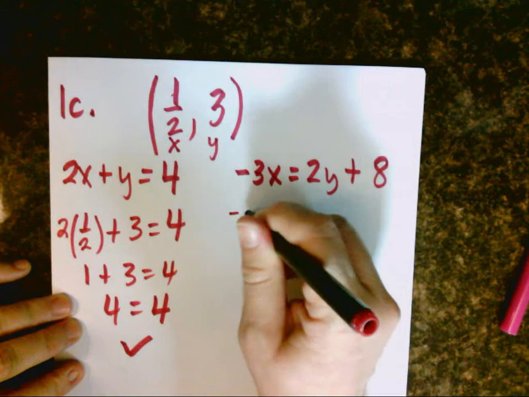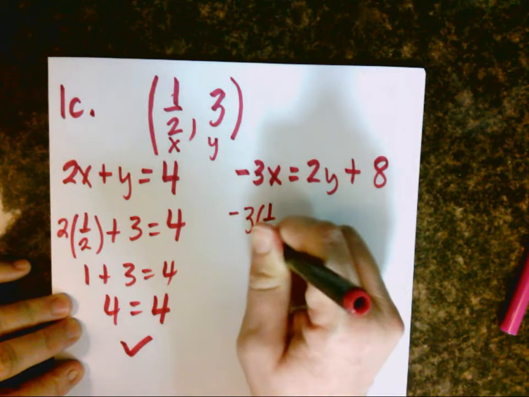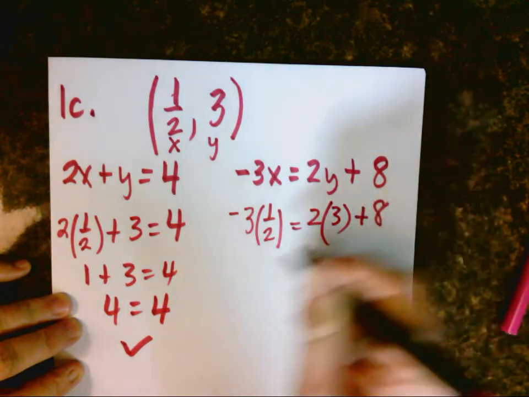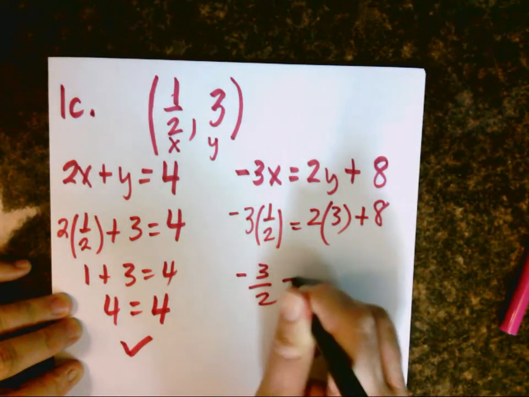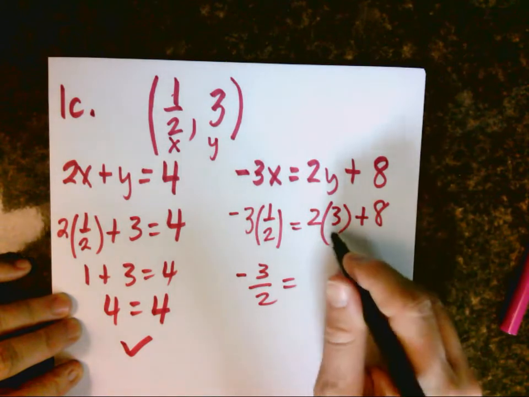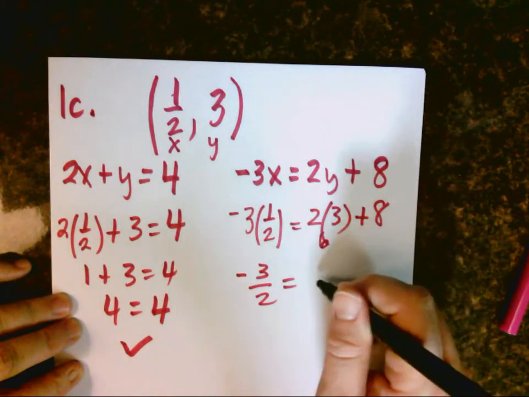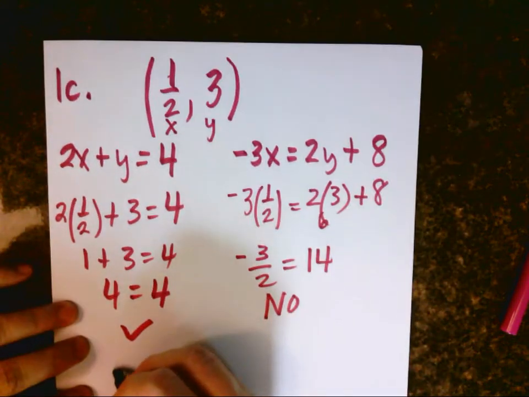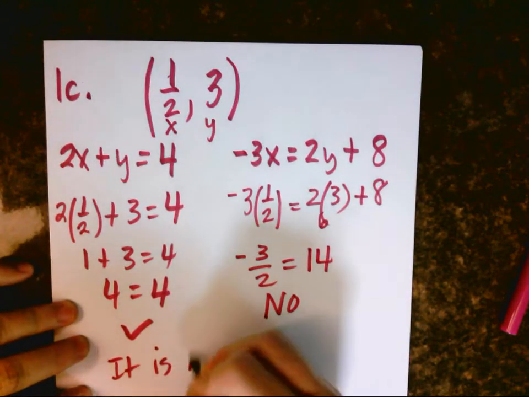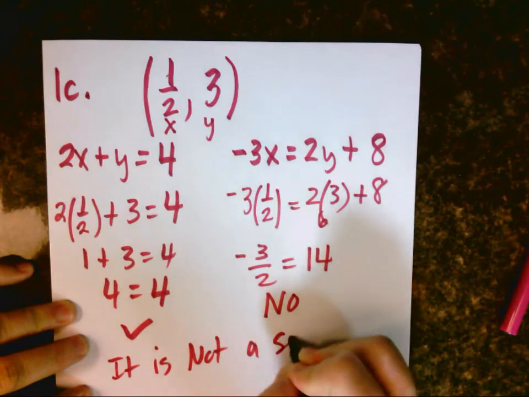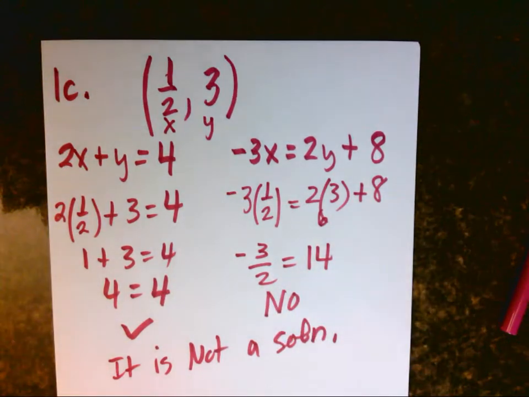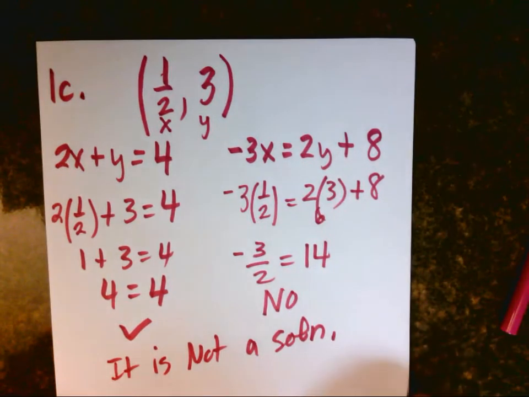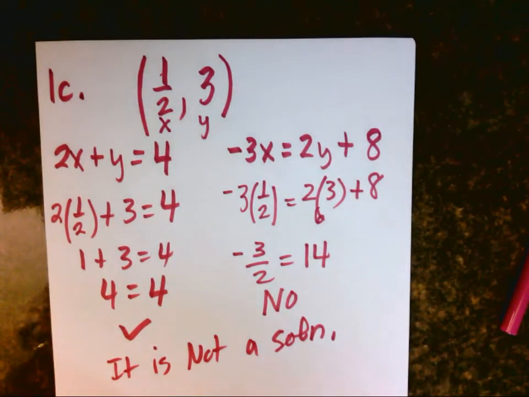Now we put the x in, put a 1/2 here. 2 times the y, which is 3, plus 8. So I get negative 3/2 equals, that's not going to be 3/2, but let's go ahead and work it out. 6 plus 8 is 14, right? No. So it is not a solution. It is not on both of those lines. It's not on this line at all.